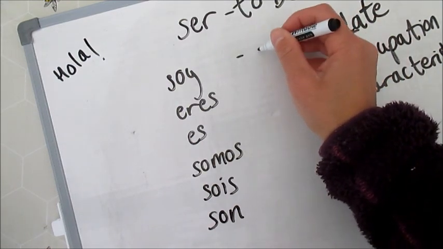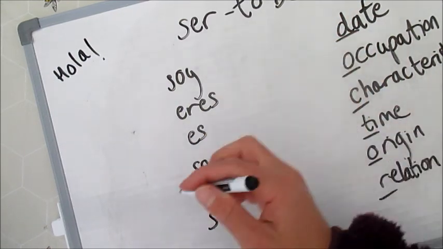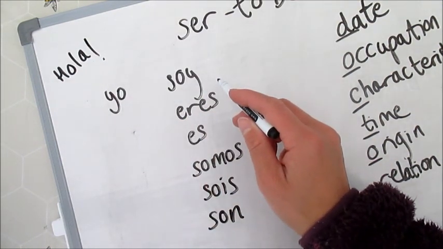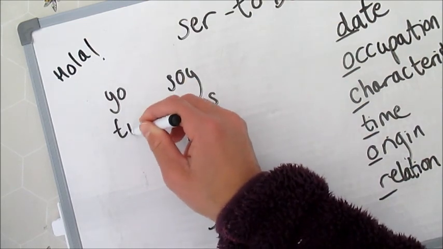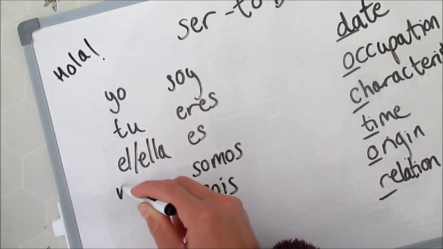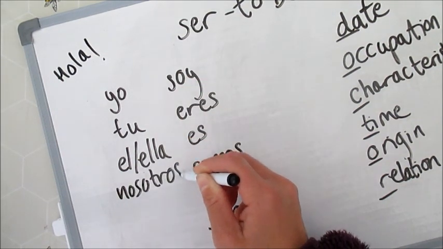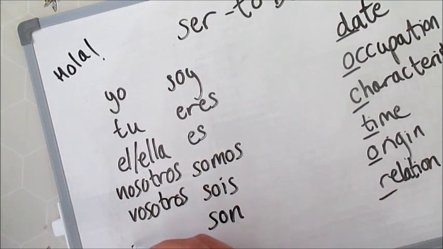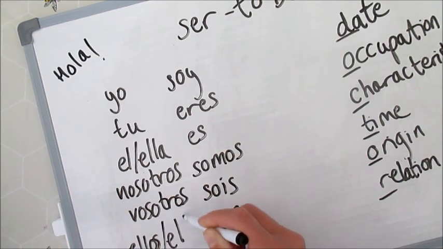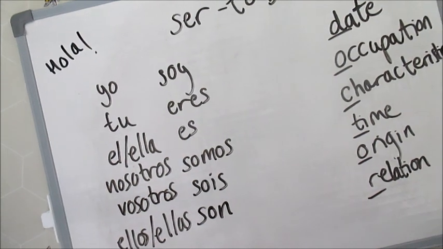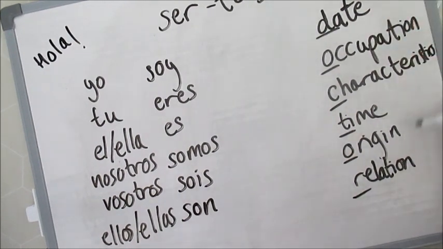So if we just remind ourselves, then we will always have the yo form. But remember, we don't need this part in Spanish because the verb tells us who is talking. Tú. We've got él, ella, so that's he or she. We've got nosotros, so that's we. We've got vosotros, that's you all. And then we've got ellos and ellas, so that's they. Okay, so pause the video, write that down. So that is ser, that's to be, and that's when we use it. Date, occupation, characteristics, time, origin, and relation.